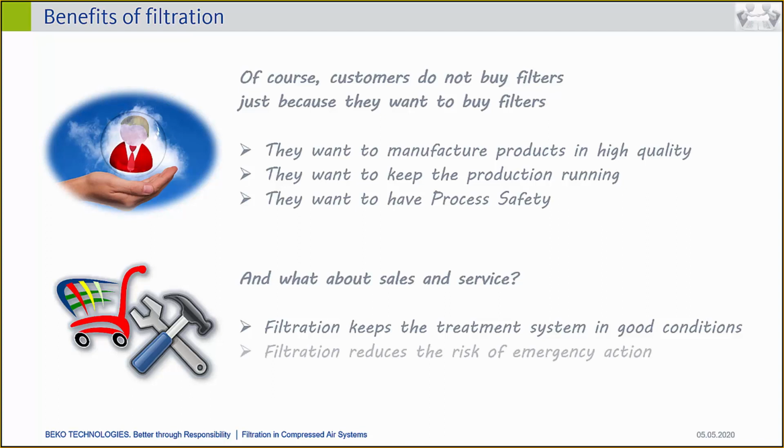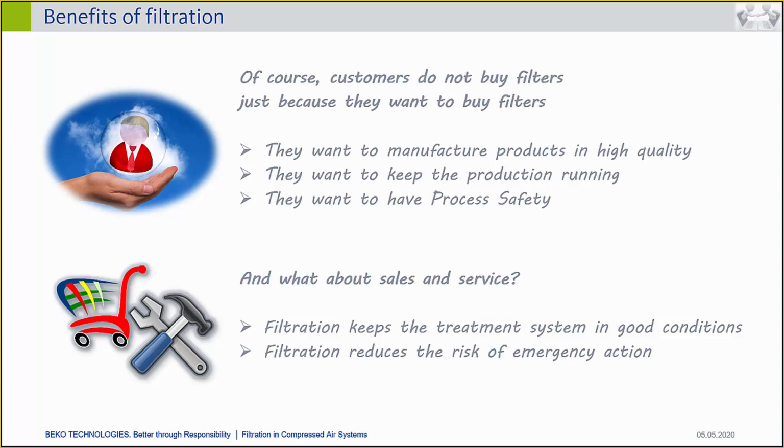On the other hand, filtration also reduces the risk of emergency actions. There is nothing worse than an emergency action, because in case of emergency operation, we have stress on both sides, on the customer and on the service technician as well. So there is also a higher risk of failures and accidents during service jobs. Emergency operations or actions should be avoided in the best case.